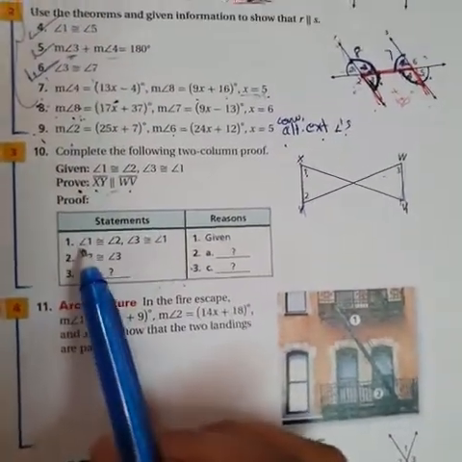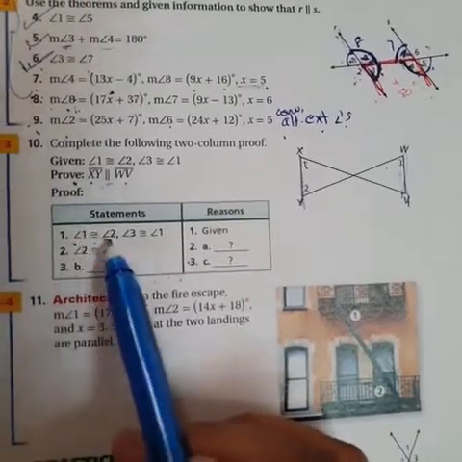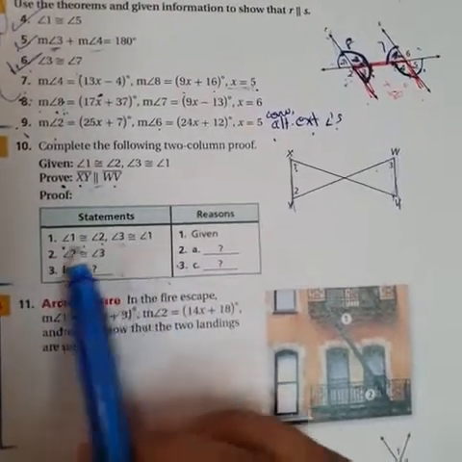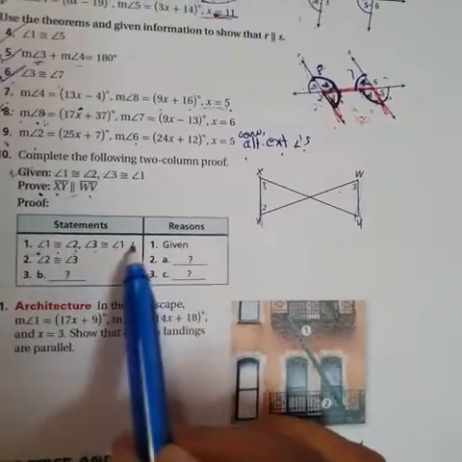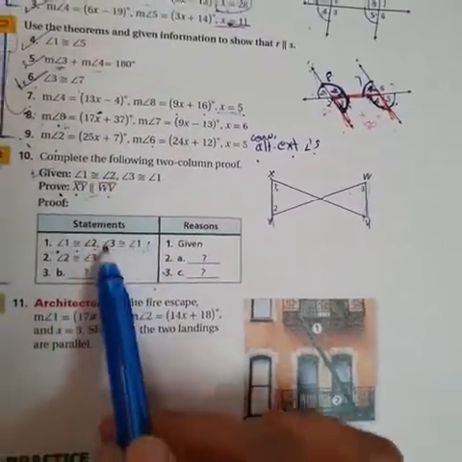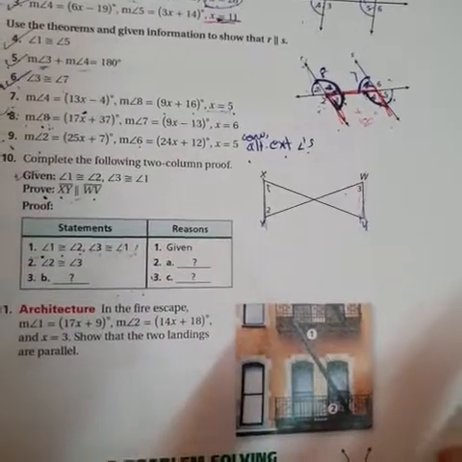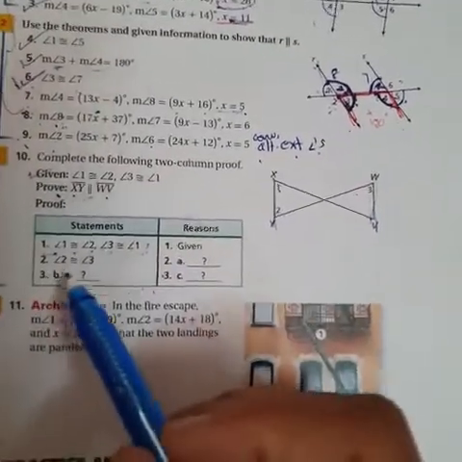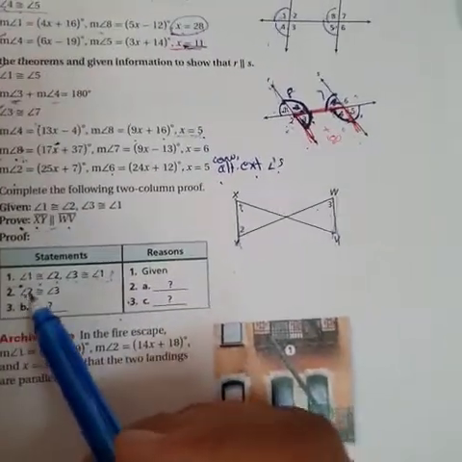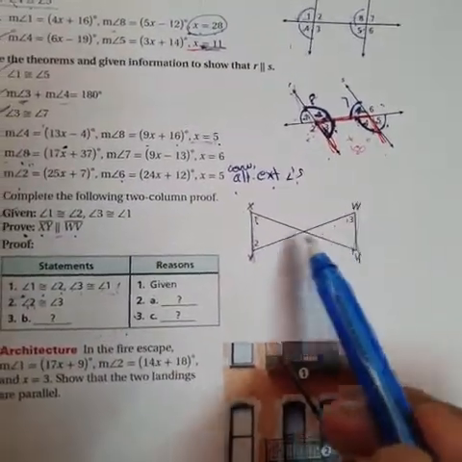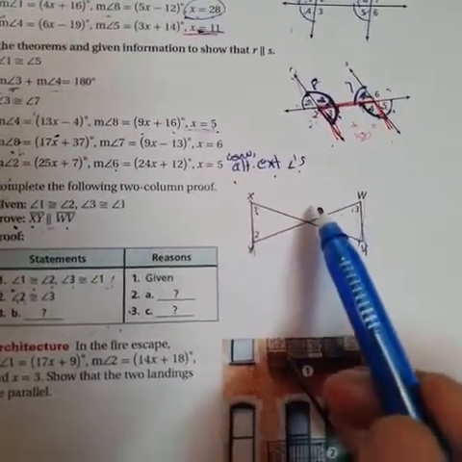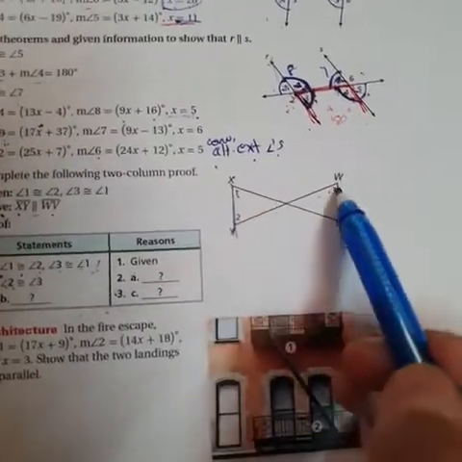Okay, so here angle 1 is congruent to angle 2 and angle 3 is congruent to angle 1 is already given. So when they have given you the information, you have to write given. That's all. Okay, now how can angle 2 be equal to angle 3? How can angle 2 be congruent to angle 3?